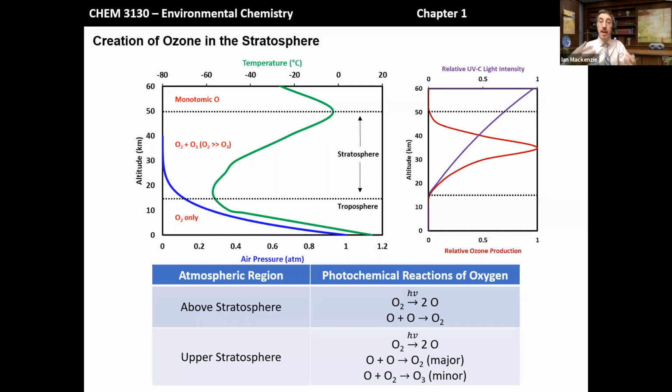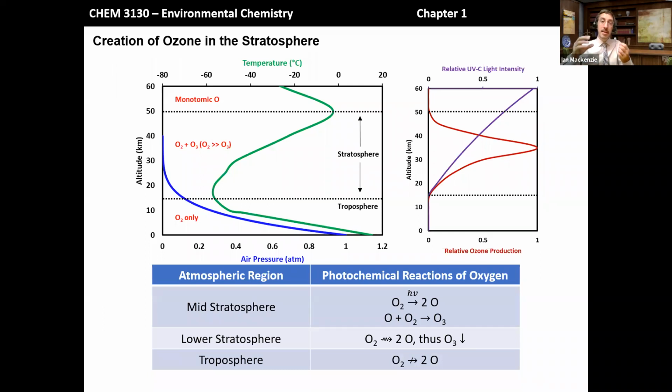But then as you get into the upper and down into the mid stratosphere, the air pressure is increasing. And so occasionally those single oxygen atoms will encounter a molecule of O2, and when that happens, there will be the creation of ozone. Now, in the upper stratosphere, that is a minor reaction simply because the air pressure is so low and the oxygen atoms tend to find each other before they run into a non-dissociated molecule of O2.